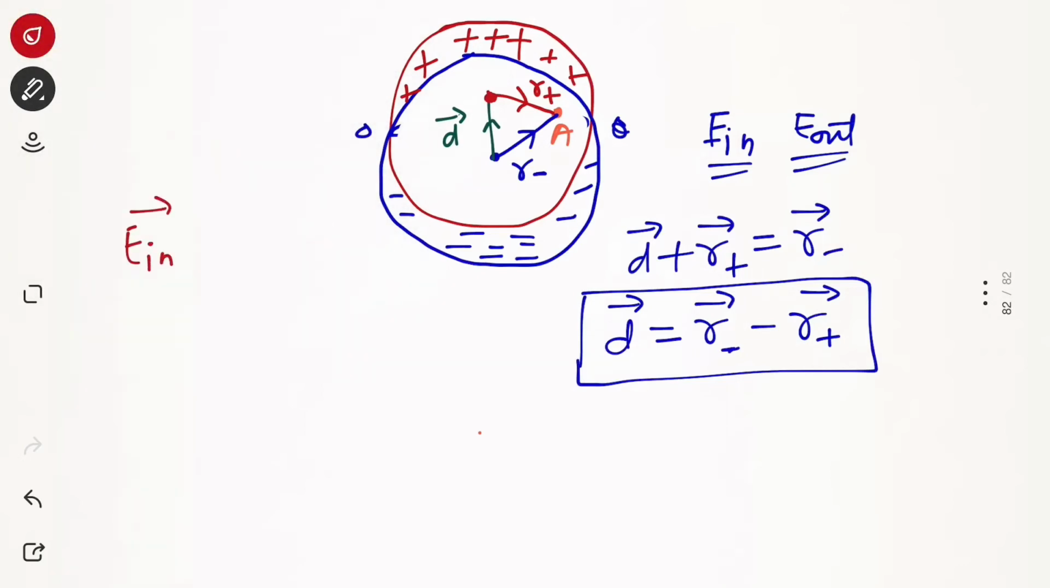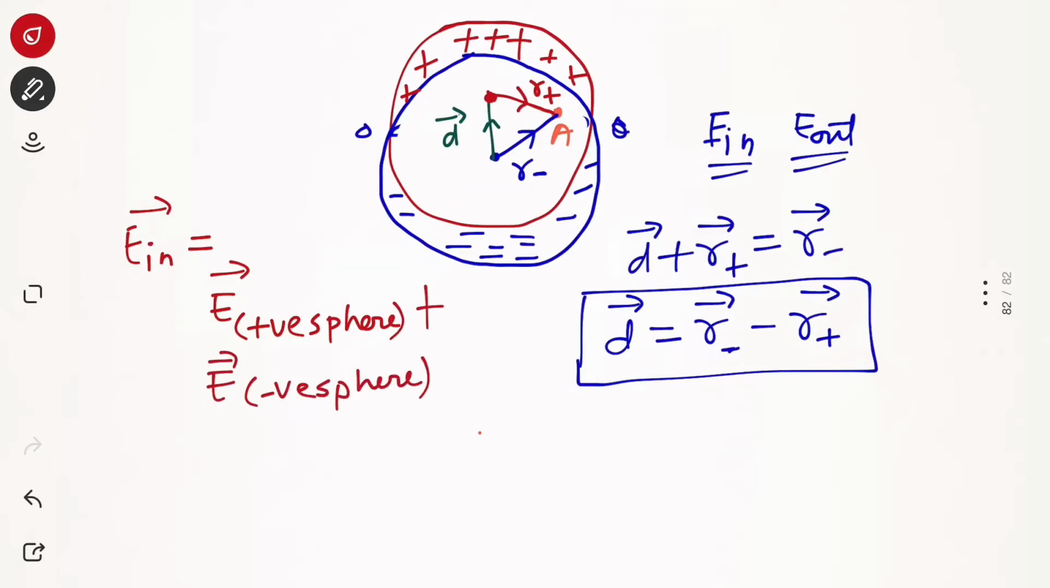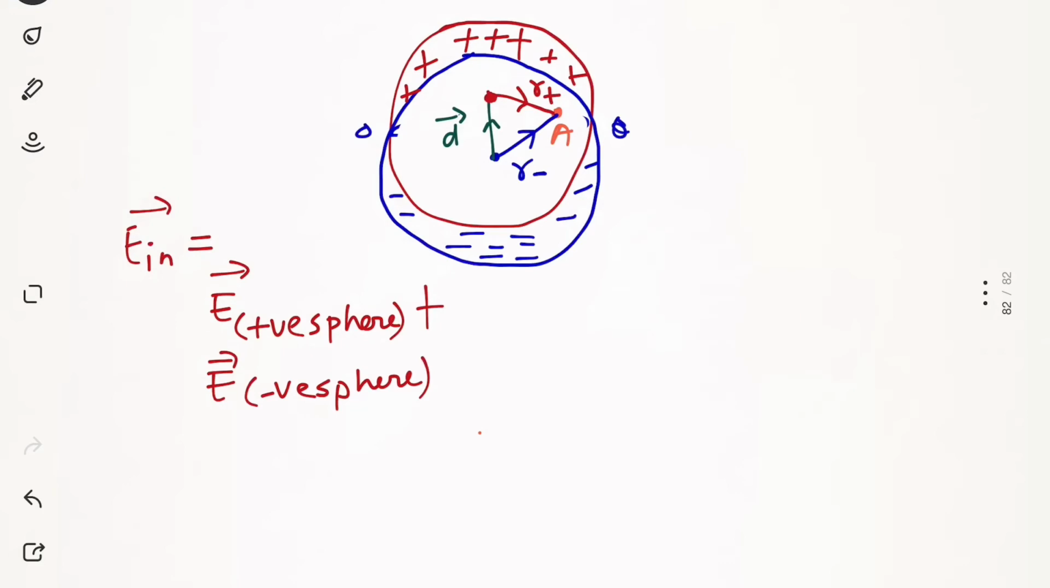Now the main thing we had to find is E inside. What is the value of E inside? E inside will be due to both of these spheres, the positive sphere and the negative sphere. So E inside equals the electric field due to the positive charge density sphere, plus, in vector form, E due to the negative charge density sphere. I am just roughing it, we need this result only: D vector equals R negative vector minus R positive vector.